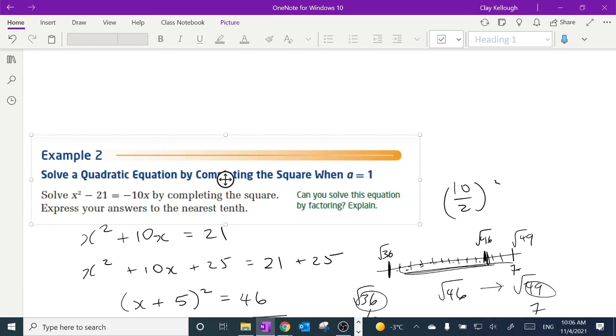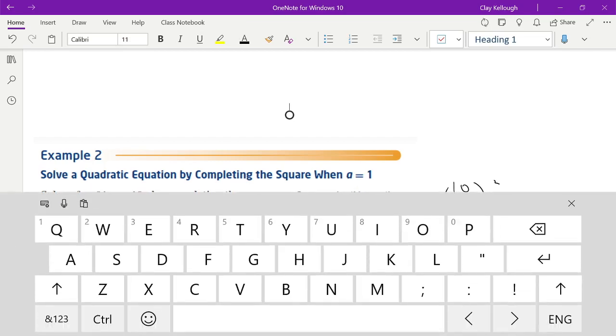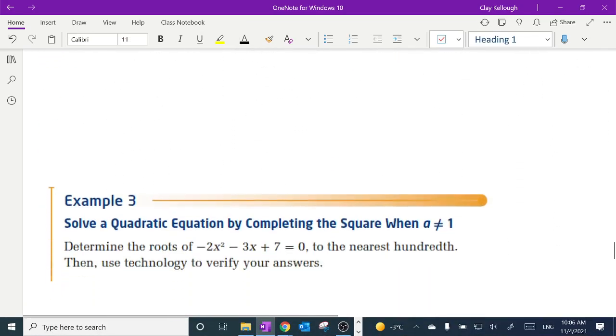Okay, so there's example 2. There's the keyboard, isn't it nice? Go away. There's example 2, example 3.